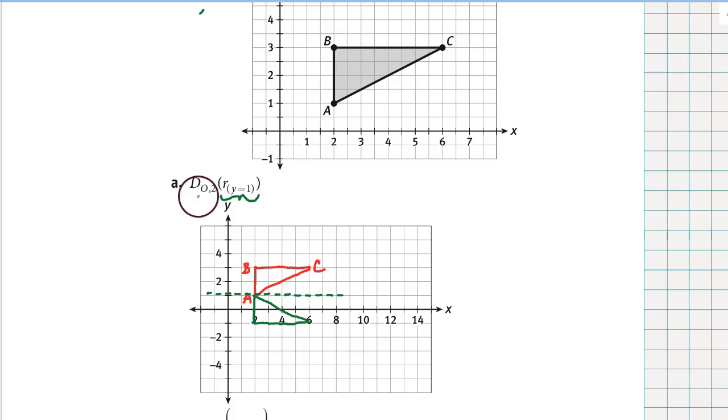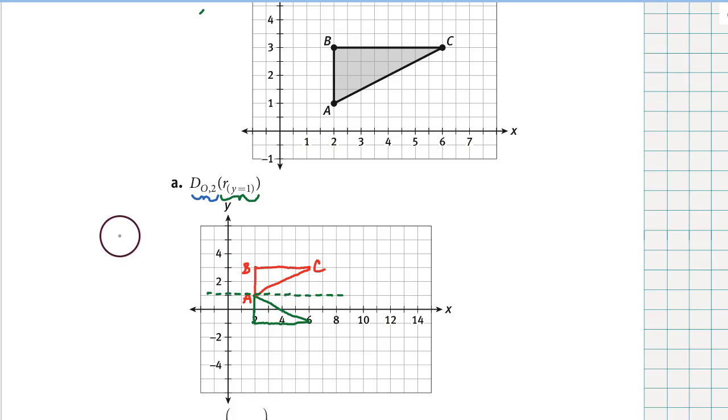Next, we're going to do the dilation. So looking up here, the capital D means dilation. Our center is the origin, and we want to use a scale factor of 2. We want to make the distances twice as long. Let's work this one together. Notice that this point here is at 2, 1. If the scale factor is 2, we're going to multiply that ordered pair by 2.